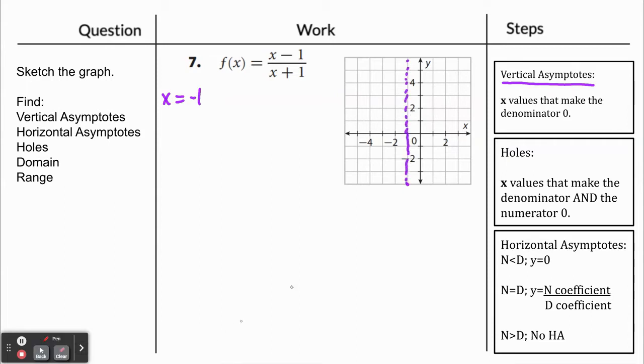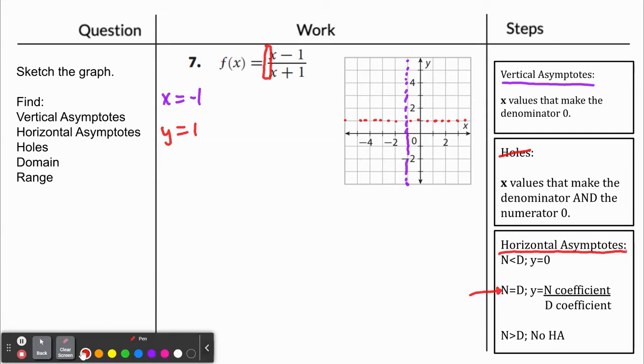Next up, for our horizontal asymptote, so like we said, no holes, but for the horizontal asymptote, we're looking at the degree of our leading term here. So x is to the power of 1 and x is to the power of 1. Since they are the same, our horizontal asymptote is the coefficient over the coefficient of our leading term. So in this case, it's just 1 over 1. So that means that we have a horizontal asymptote at 1, so y equals 1. We got our horizontal asymptote. Sketch that on the graph.